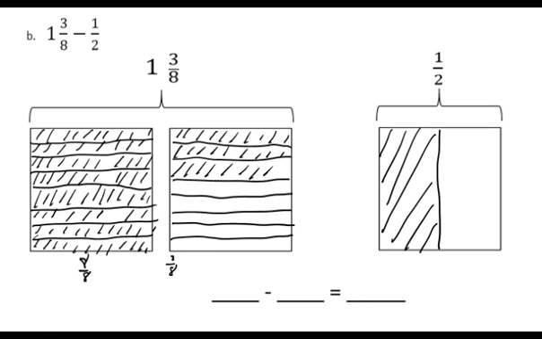The next step is to create my like denominators by copying my 1/2 on top of my 8ths. So I'll draw a vertical line on each model. Now I have 16ths in each model. In the 1 whole section, I have 16 16ths. In the 3/8 section, I have 6 16ths, for a total of 22 16ths. Now I'll copy my 8ths onto my 1/2 model.